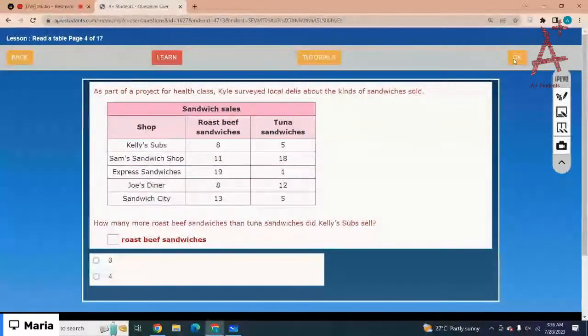The correct option is, that's the one we did in the tutorial. So, Kelly Subs made 8 beef sandwiches and 5 tuna sandwiches, right? So, 8 take away 5 is 3. That means Kelly Subs sell three more roast beef sandwiches than tuna sandwiches. So, the correct option is 3.